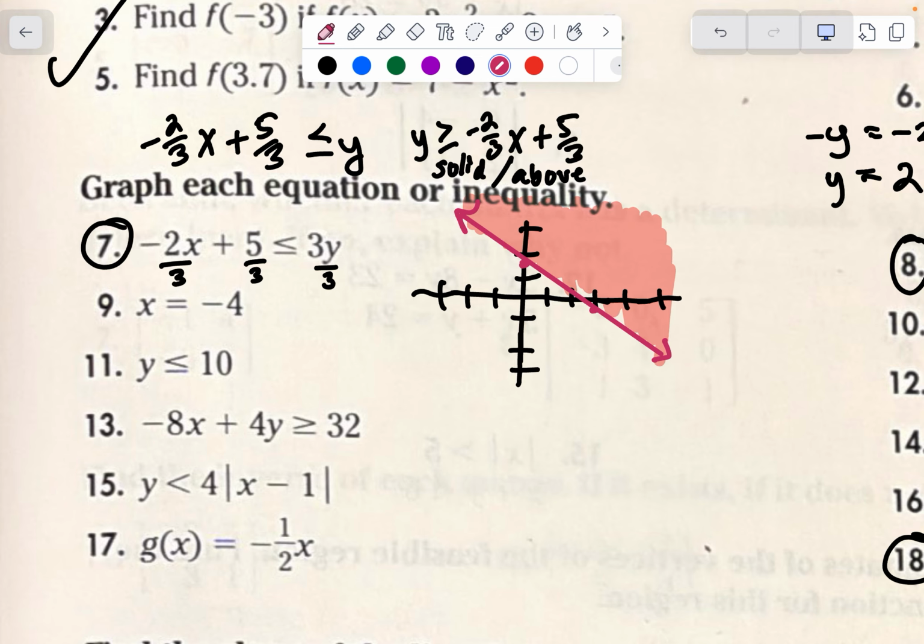Now, if we look at graph number 9, if it's only an x, it is a vertical line at x equals -4. So that's all number 9 is. So x equals a number is vertical. Well, let's look at 11.